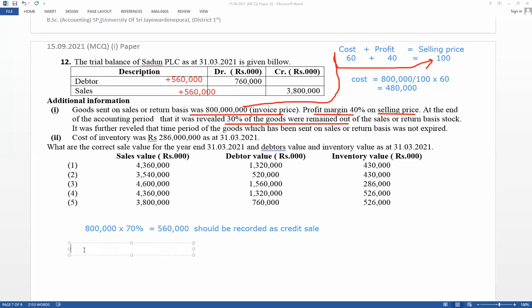Then the correct debtor value and correct sales value can be calculated. Take the answers. Correct debtor value: the trial balance has given debtors 760,000 plus 560,000. It has not been recorded, therefore it should be recorded: debtors account debit, sales account credit. Therefore the correct debtor value equals 1,320,000. Now calculate the correct sales value also. The trial balance sales is 3.8 million plus 560,000. It has not been recorded, therefore it should be recorded. Therefore 4,360,000.